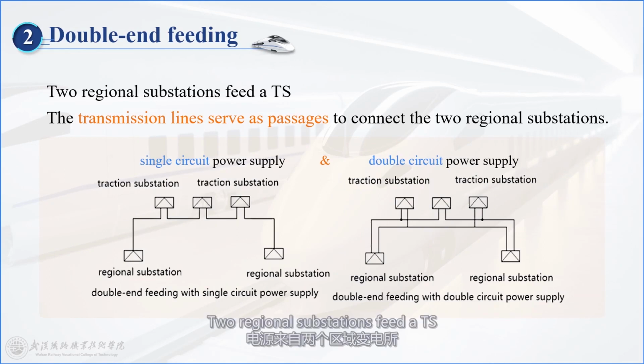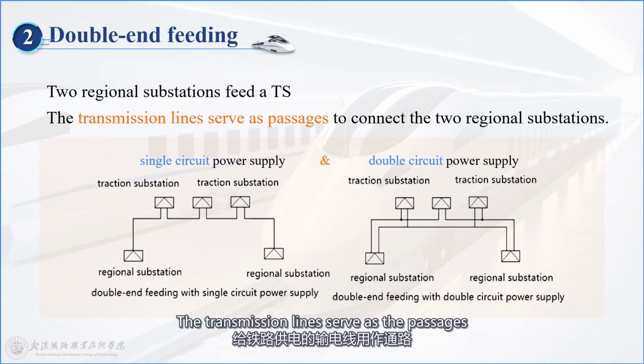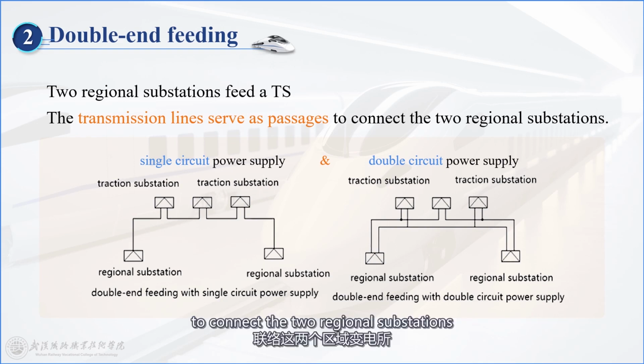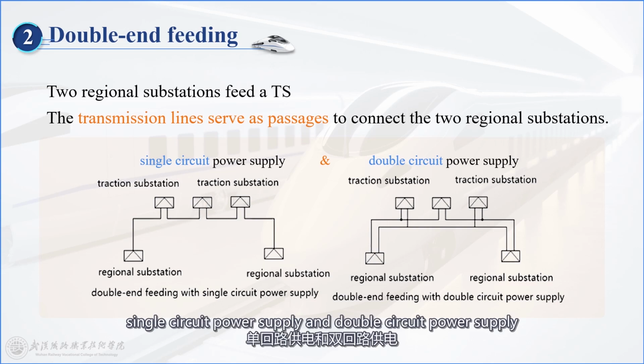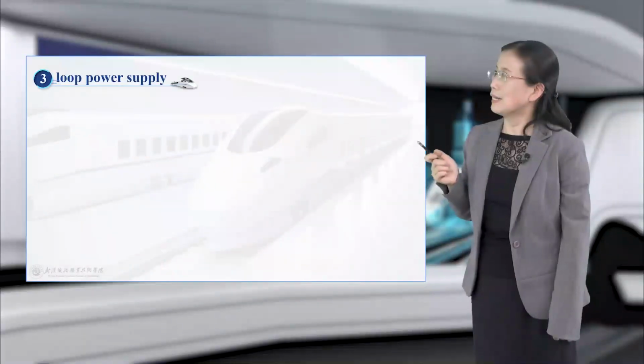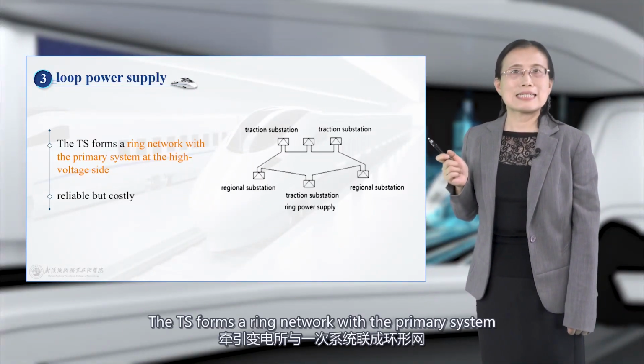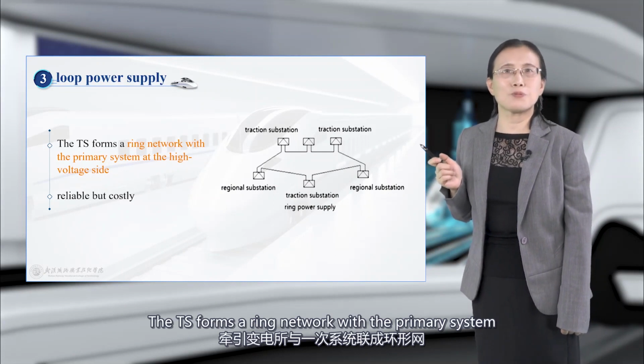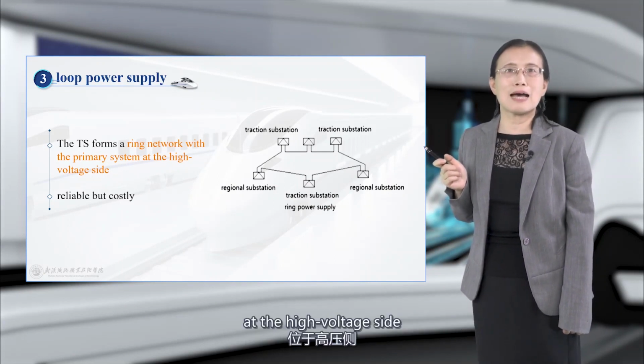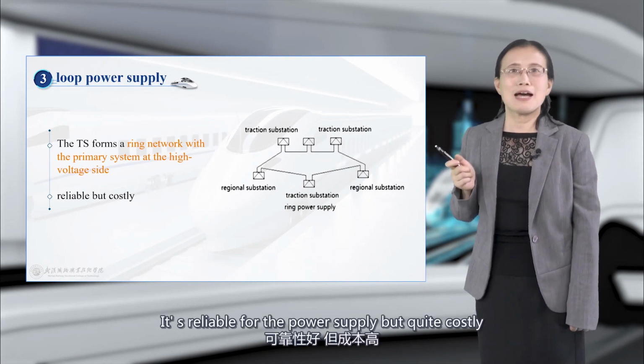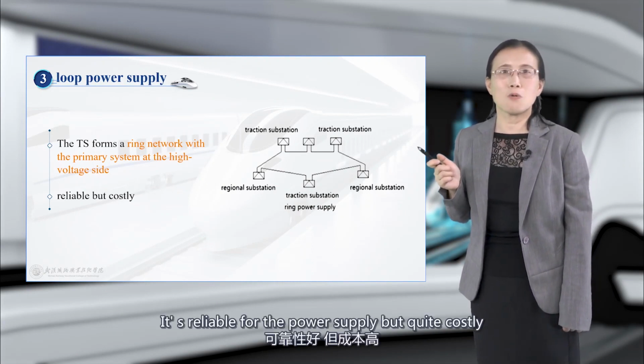Double-end feeding. Two regional substations feed a TS. The transmission lines serve as the passages to connect the two regional substations. This mode can be further divided into single-circuit power supply and double-circuit power supply. Loop power supply. The TS forms a ring network with the primary system at the high voltage side. It's reliable for the power supply but quite costly.